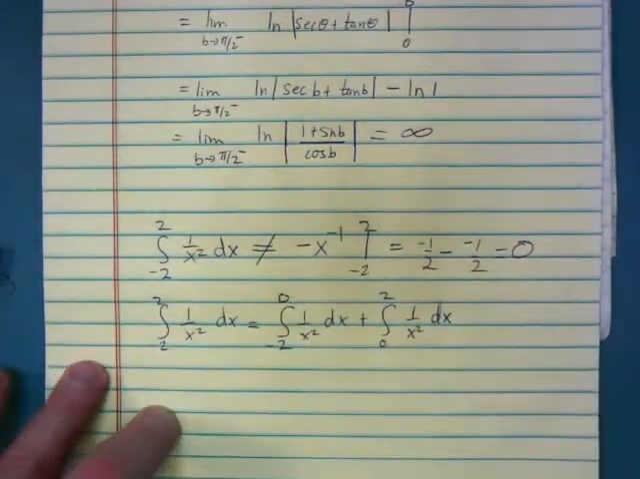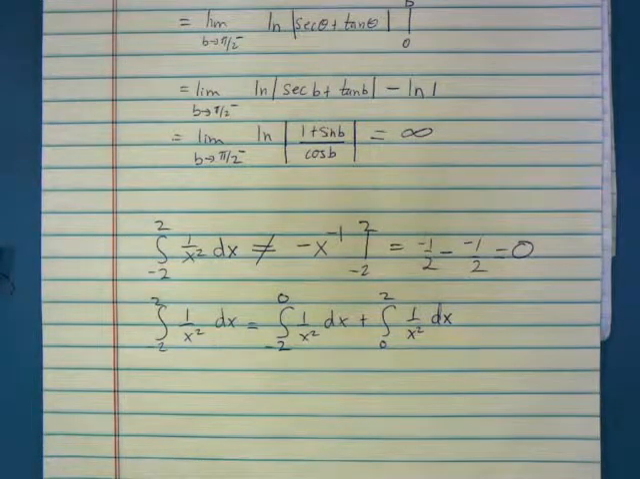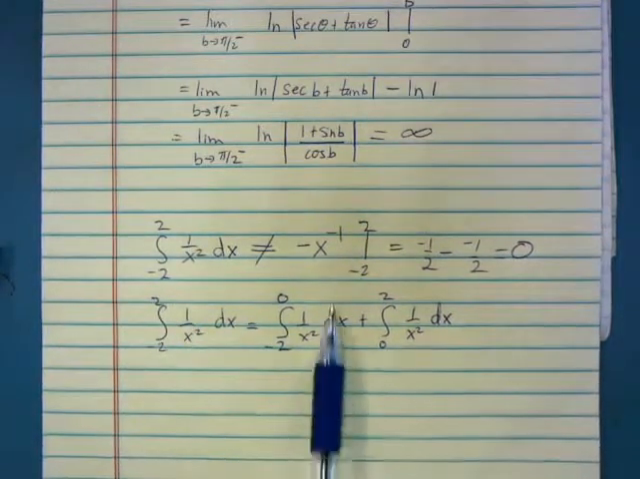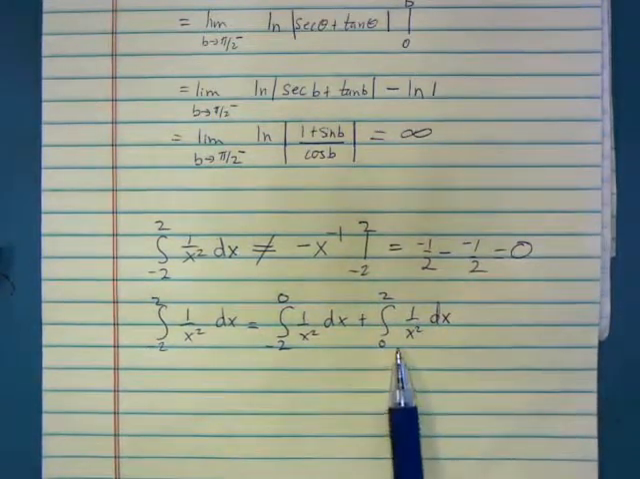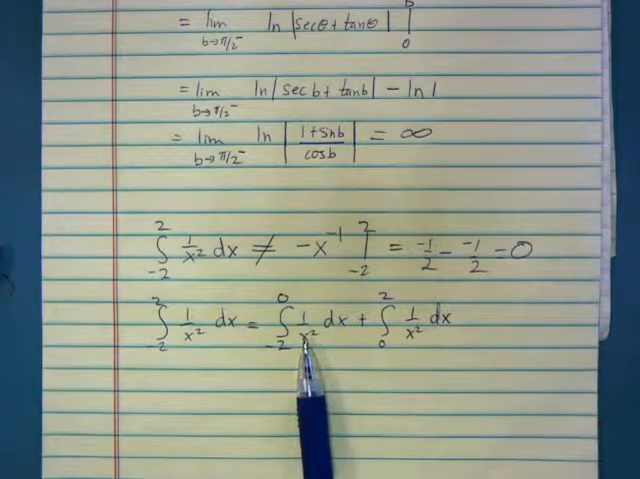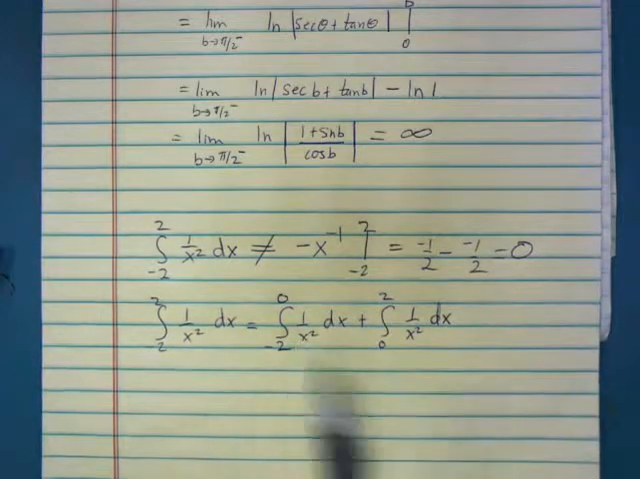And then what has to happen in order for this integral that we started with to exist? Both of these integrals need to exist. If one of these is infinity, then the whole answer we're going to say, or we'll say does not exist. We'll say the integral does not converge. So if one or both of these are infinity, our answer is just, we can't do it, does not exist.